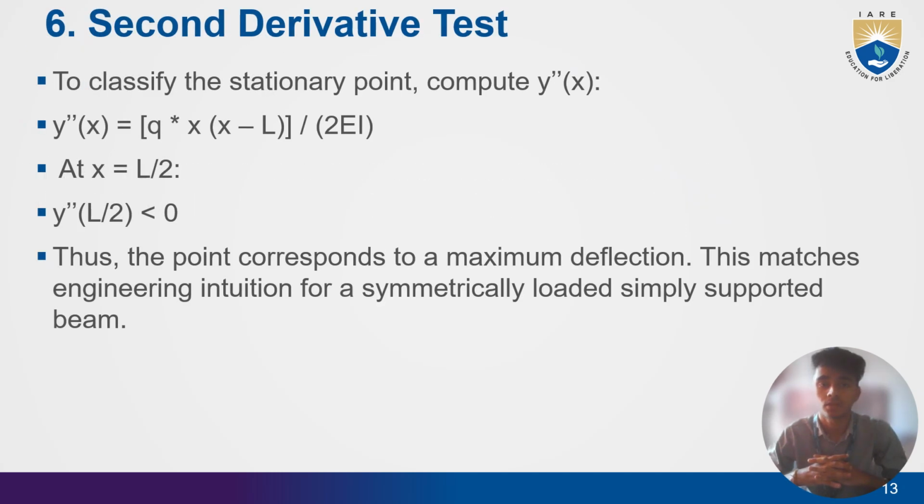Second derivative test. To classify the stationary point, compute y double derivative of x. Y double derivative of x is equal to q x (x − L) / (2 L E I). At x = L/2, y double derivative is less than 0. Thus the point corresponds to the maximum deflection. This matches engineering intuition for a symmetrically loaded, simply supported beam.